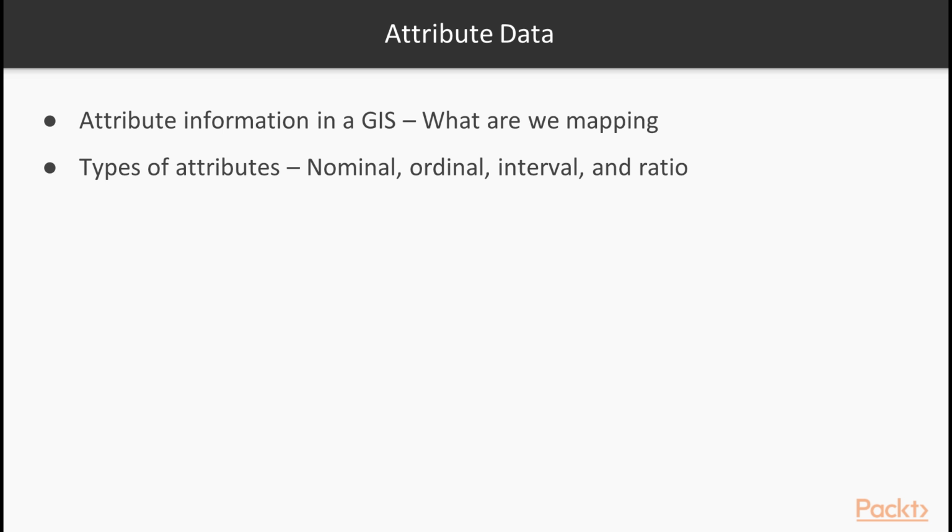Generally speaking, we work with 4 different types of attributes, or levels of measurement, as they're sometimes called in a GIS. These include nominal data, which we can think of as descriptive or qualitative information. Ordinal data, which refers to rank orders. Ordinal data doesn't give us any information about the distance between different ranks, but rather it gives us a sense of which are larger or smaller or higher or lower.